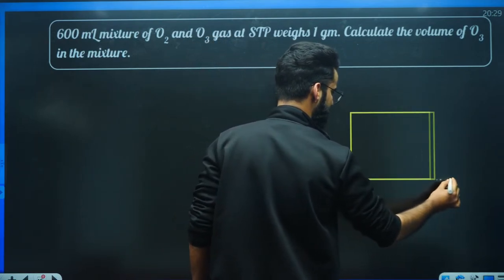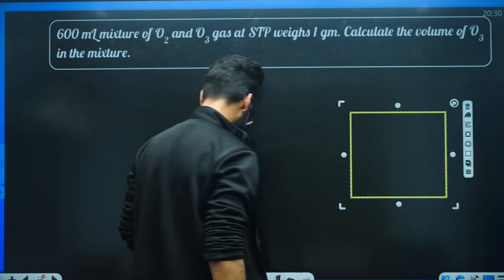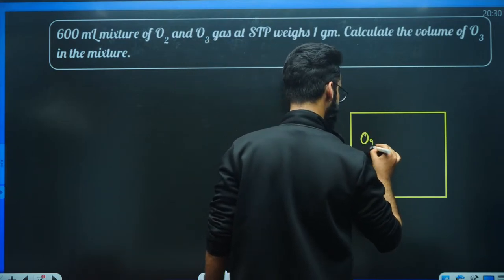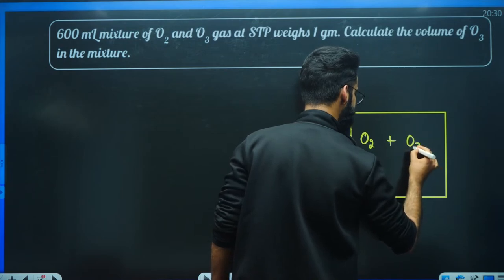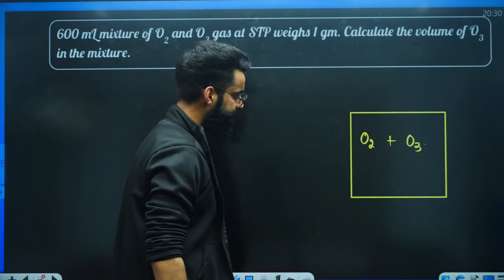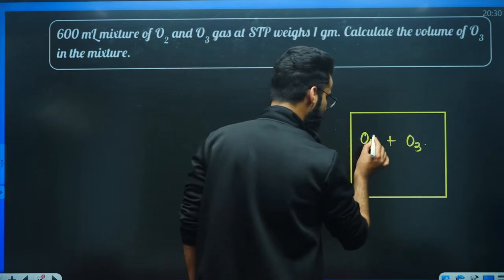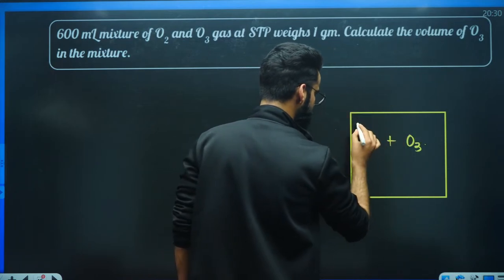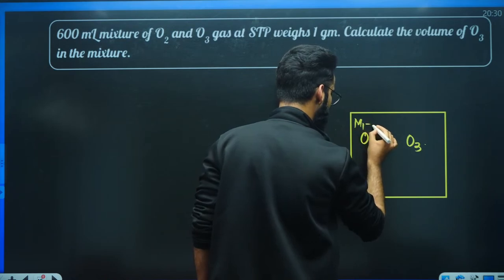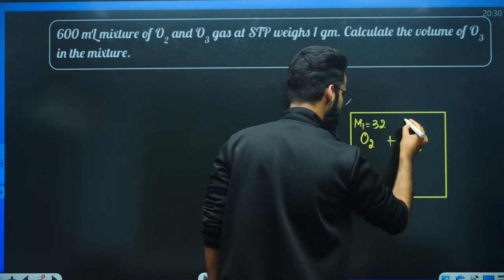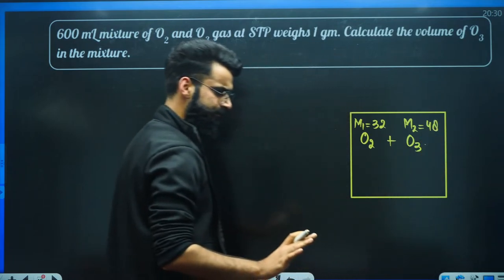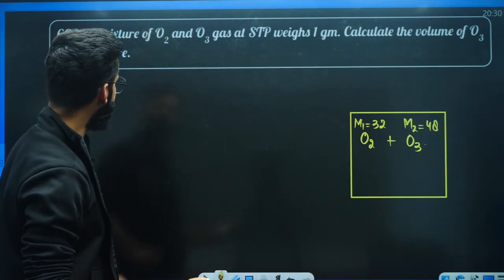First of all, let's assume this is the container which we have. In this container, we have two gases, one is O2, one is O3. Let me call the O2 gas as gas 1 and this as gas 2. Molar mass of gas 1 is 32 grams per mole. Molar mass of gas 2 is 48 grams per mole.